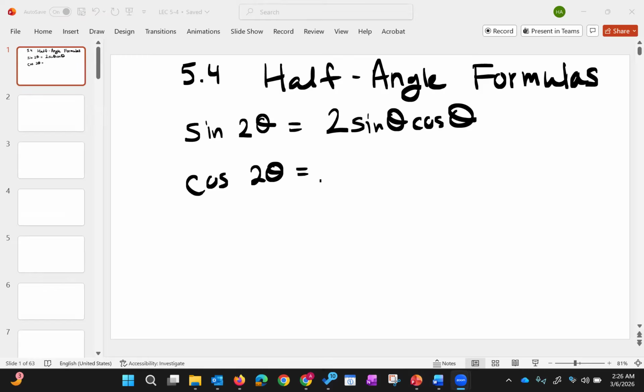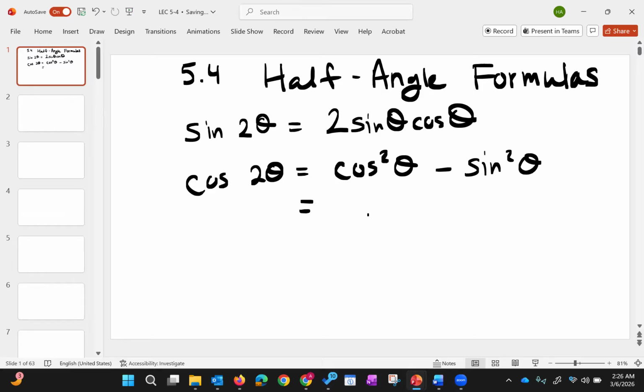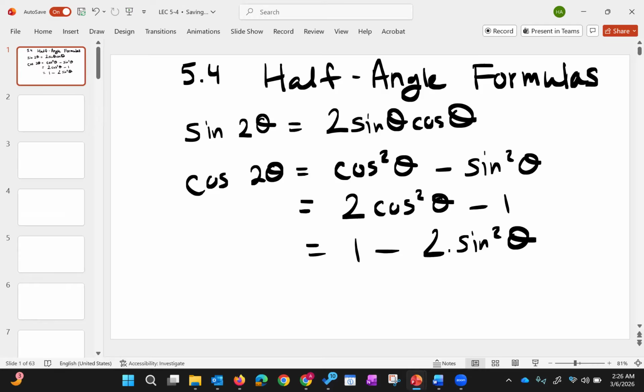And we got cosine. I think we used the letter A in here, but we could use theta. We could use any kind of thing in here. So we have this formula: cosine squared theta minus sine squared theta. That was one formula, and then there were 2 more. The other one was 2 cosine squared theta minus 1. And then there was 1 minus 2 sine squared theta. So there were actually 3 in here. Those were the double angle formulas.